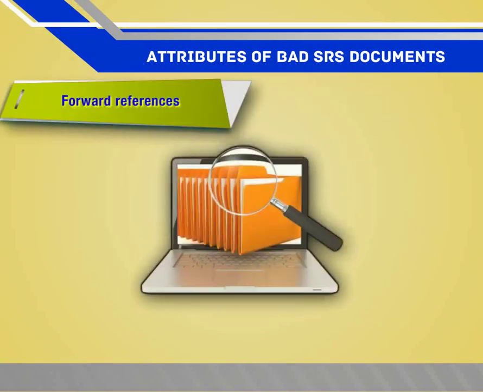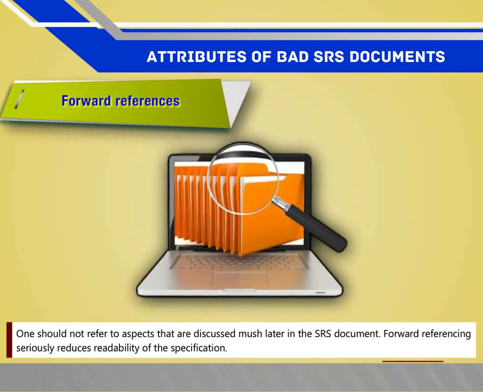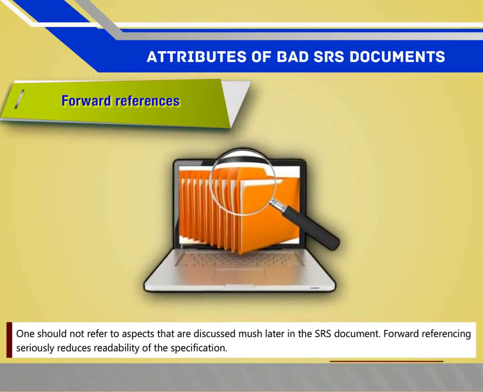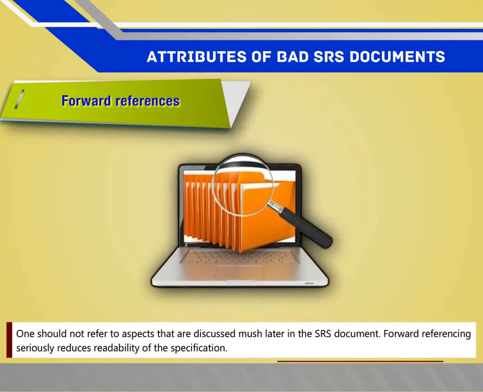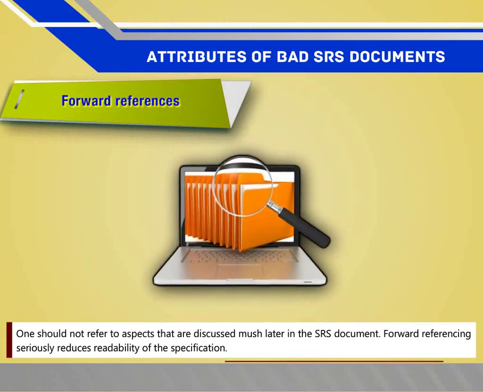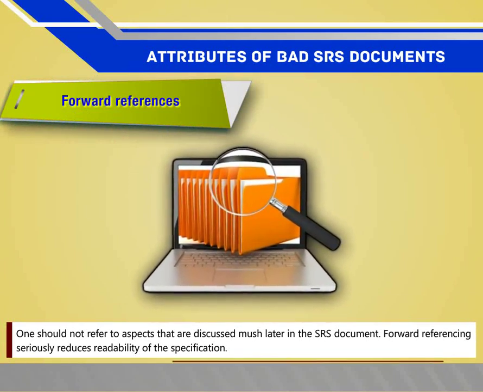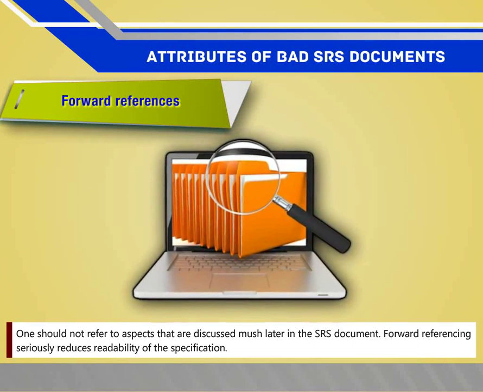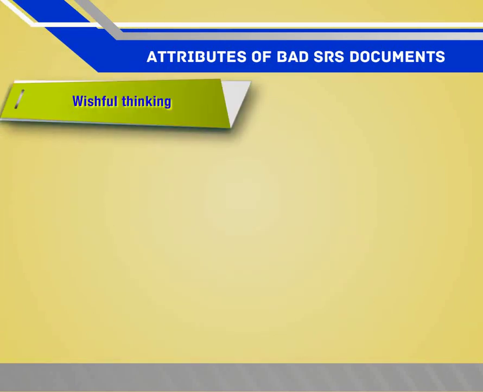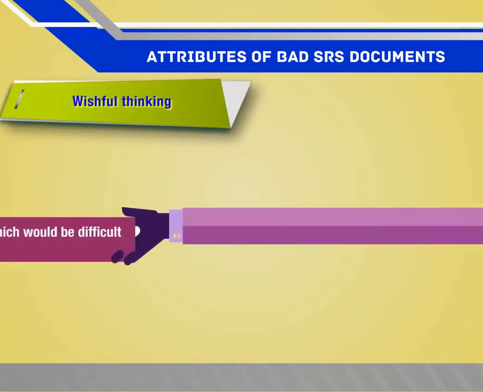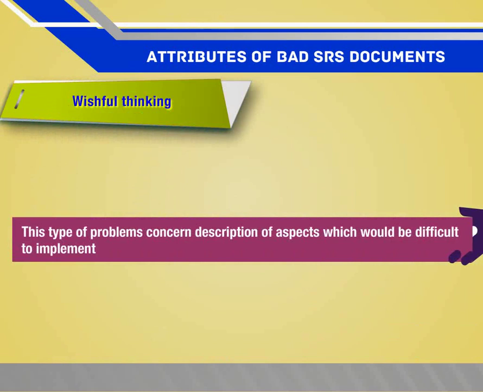Forward references. One should not refer to aspects that are discussed much later in the SRS document. Forward referencing seriously reduces readability of the specification. Wishful thinking. This type of problem concerns description of aspects which would be difficult to implement.